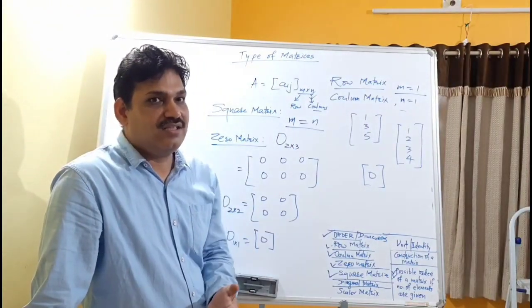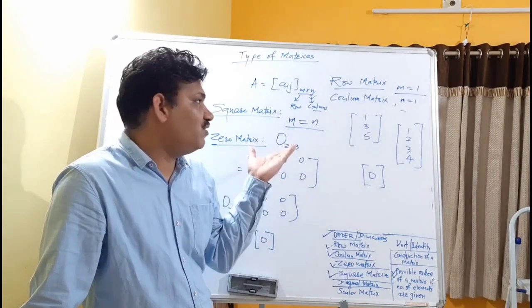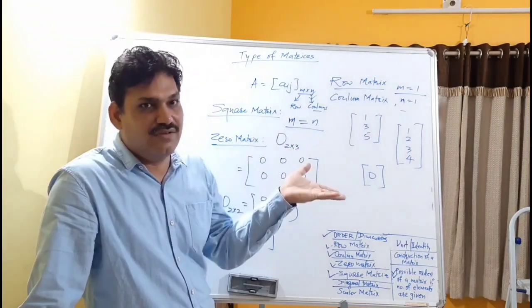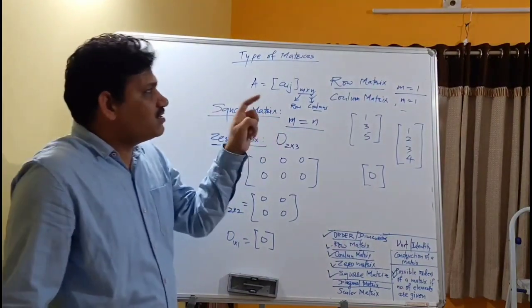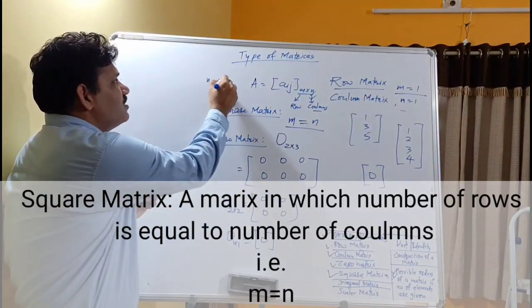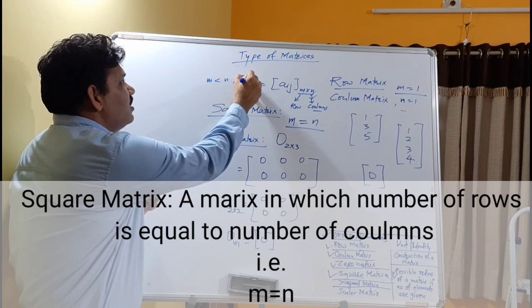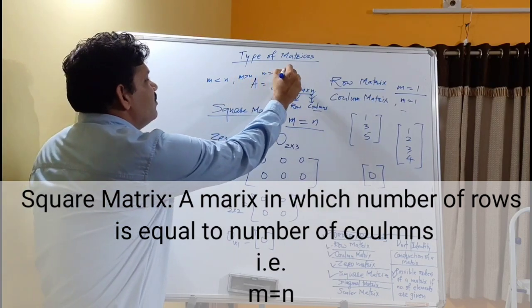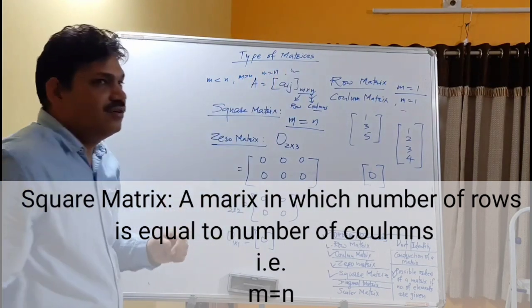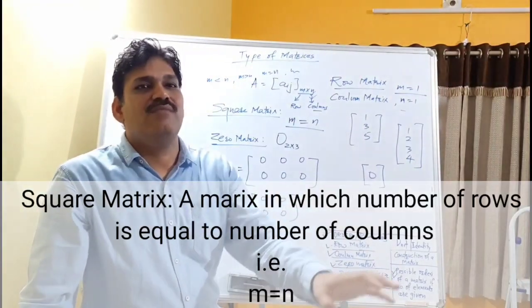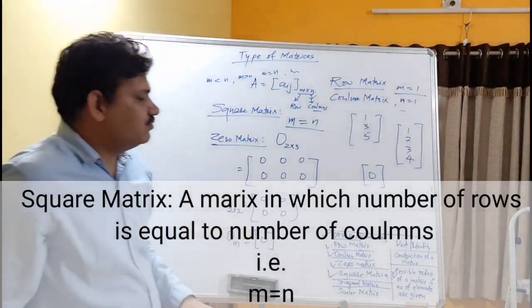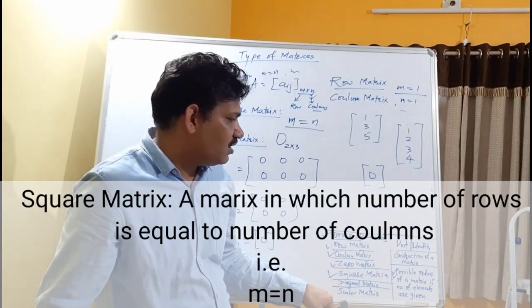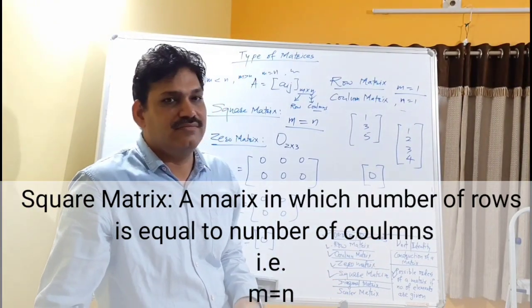In the NCERT textbook, in exercise 3.1, there is a multiple choice question in which it is asked, a matrix is said to be a square matrix if, with options: m is less than n, m is greater than n, m is equal to n, or none of these. So obviously, a matrix is a square matrix if m is equal to n. Now, we have diagonal matrix, scalar matrix, unit matrix.